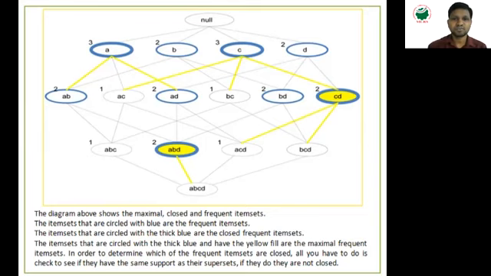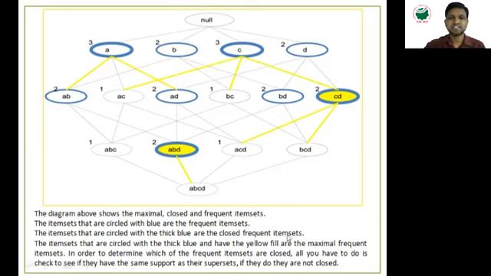Circled with blue. So here, this one is AC, BC and BCD, ACD, ABC. So these are the frequent item sets. So now closed frequent item sets. So we have to eliminate the closed frequent item sets.